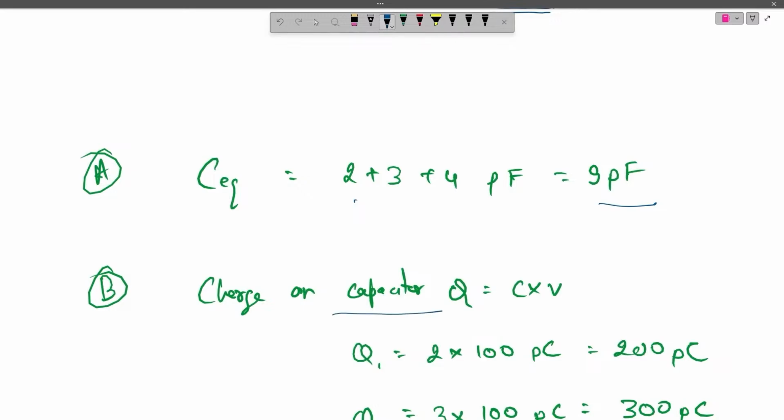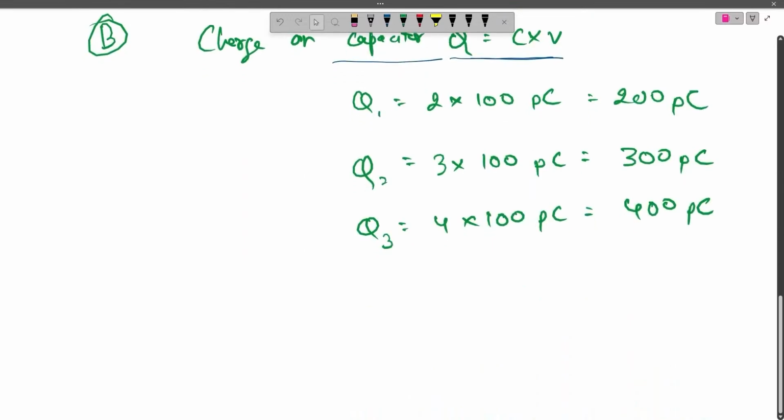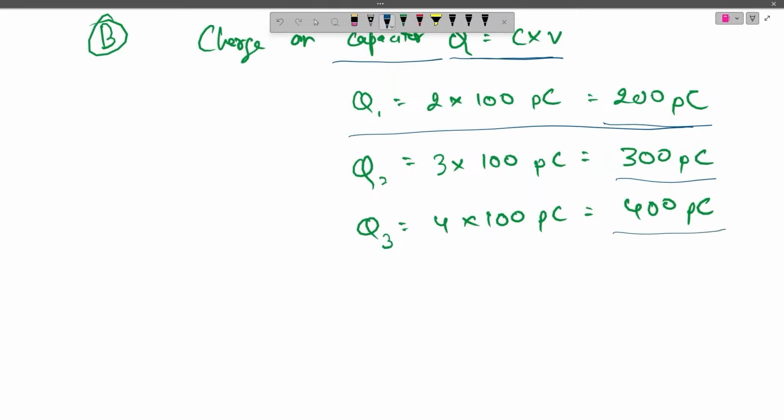And the second question says: what is the charge on each capacitor? The charge on a capacitor is given by Q equals C multiplied by V, where C is the capacitance and V is the potential difference. Now each has the same potential difference of 100 volts, and the capacitance varies as given, that is 2, 3 and 4 picofarad respectively. Similarly we can use the formula C multiplied by V to find the charge on each capacitor, and we will get 200 picocoulomb, 300 picocoulomb and 400 picocoulomb. Thank you.